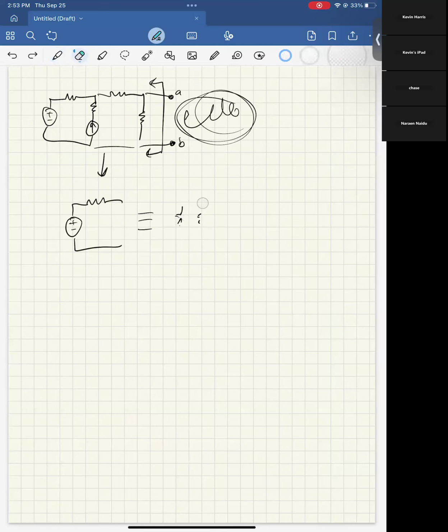The way you do this is, let's say we wanted to find, or I should have erased all of that. And what we'll call this is VTH and RTH.